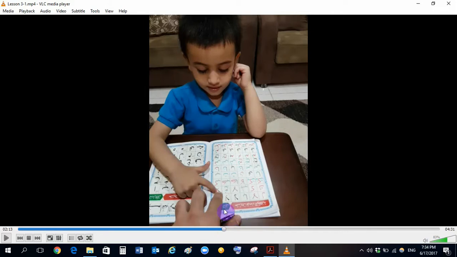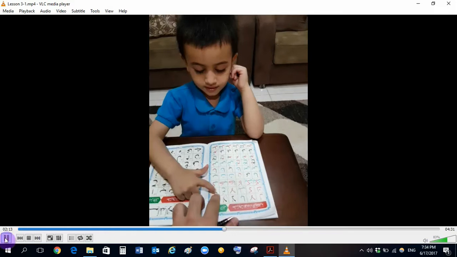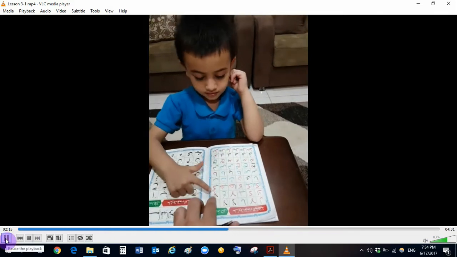And do not forget as well, we said before that we always start by reading the title of the lesson, and I ask the child to read the title of the lesson. We continue reviewing.